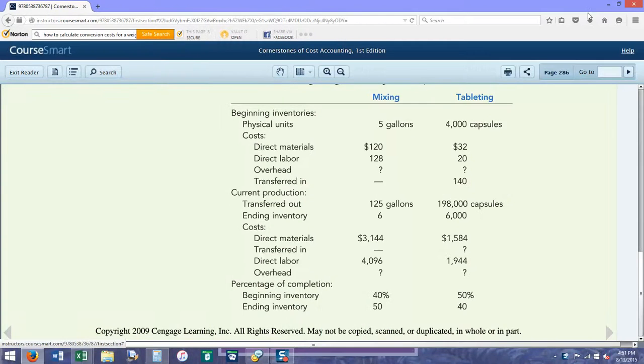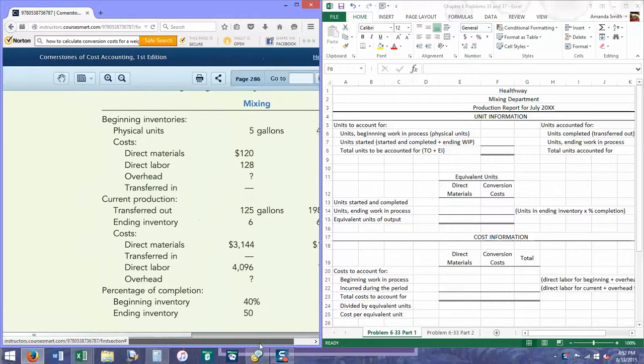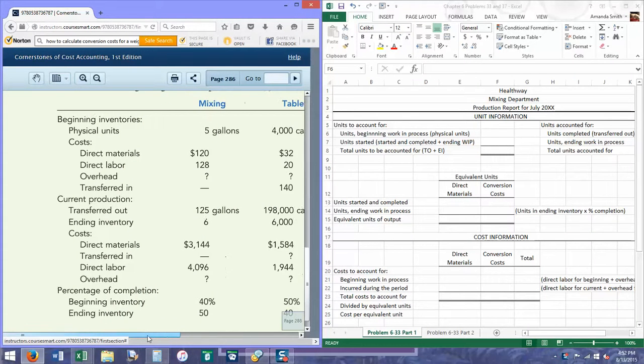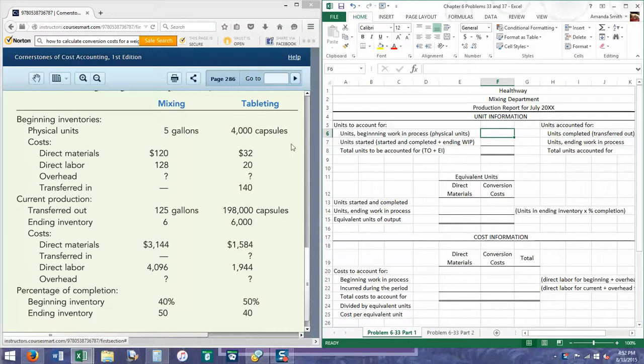So let me go over it this way. Here are the numbers we're going to need. For this one, the beginning units, or the units listed in physical units, is 5. Our units to be accounted for, we're going to take our transferred out and our ending inventory, add those two amounts together, which is going to give us 131. And then to get this amount, we're just going to subtract.